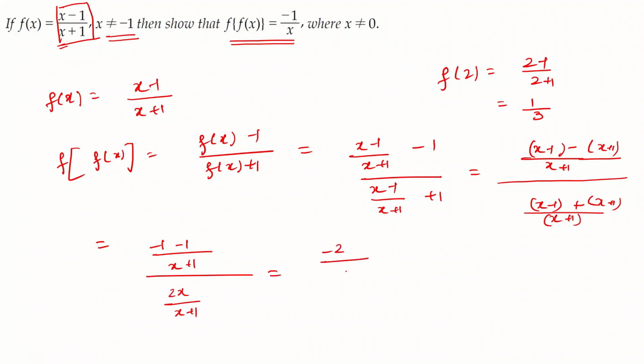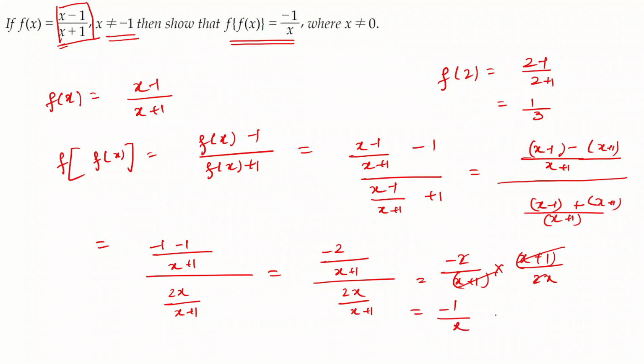So let's simplify it quickly and see what we have. Now we do the reciprocal of the denominator. So x plus 1 and x plus 1 get cancelled out, 2 and 2 get cancelled out. What we are left with is minus 1 over x, and that is what was required to prove. Alright, so this is our answer.